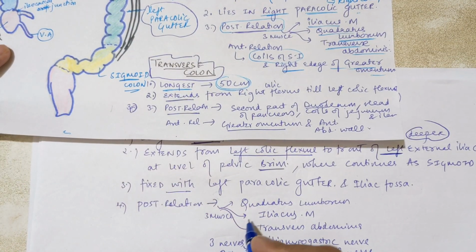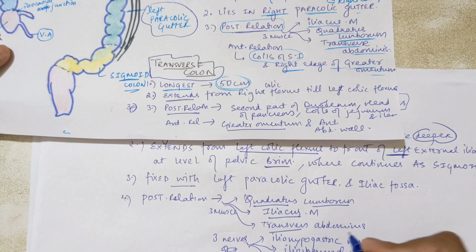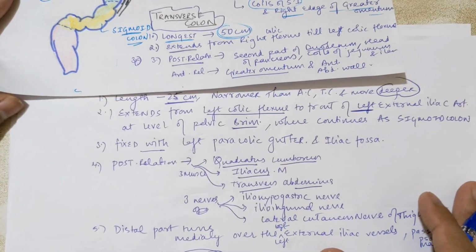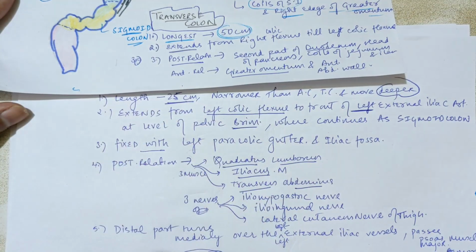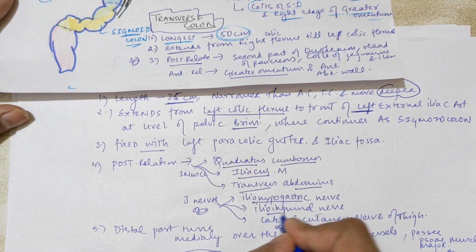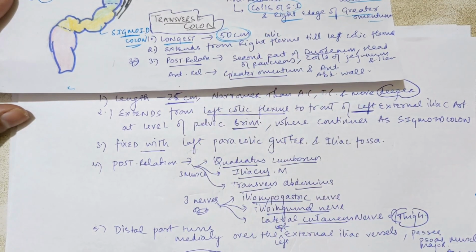Clear? What are the relations? Like ascending was having on the posterior side: quadratus lumborum, iliacus, transverse abdominis. Okay, and some nerves will also be present on the posterior side. This descending colon will be crossing these nerves, and the nerves are iliohypogastric nerve, ilioinguinal nerve, lateral cutaneous nerve of the thigh, crossing from the lateral side.